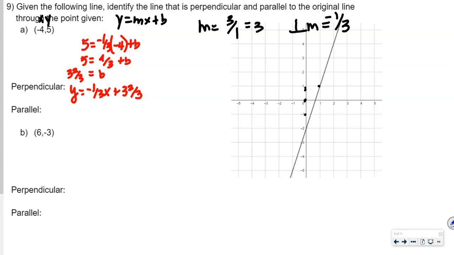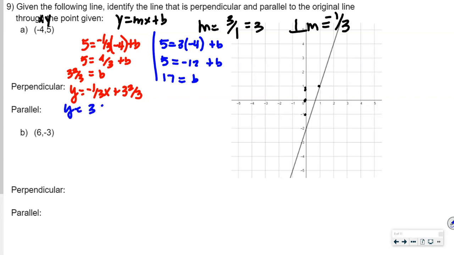Okay? Now we're going to do our other one, and we're going to use our parallel slope now. So we're just going to put our 5 there, and we're going to do our 3 times our negative 4 plus our b. So this is going to be 5 equals negative 12 plus b. We're going to add 12 to both sides, so that's going to be 17 equals b. So this one's going to be y equals 3x plus 17.